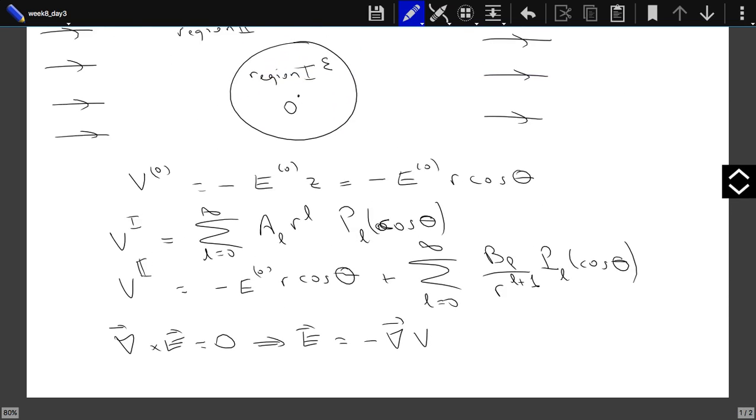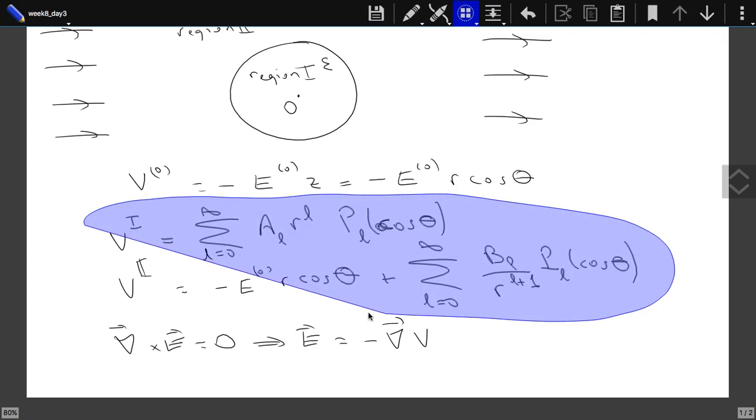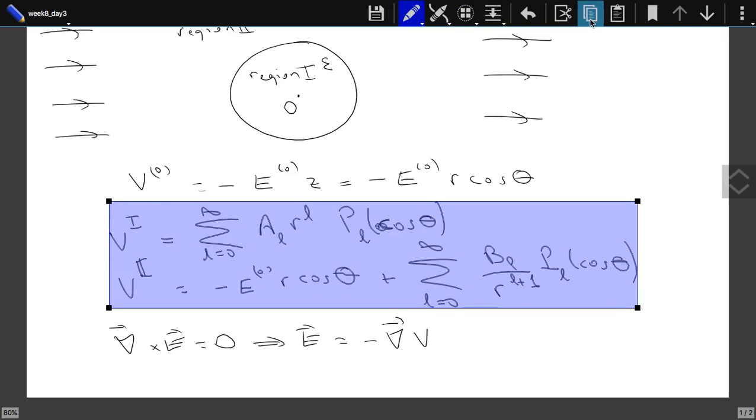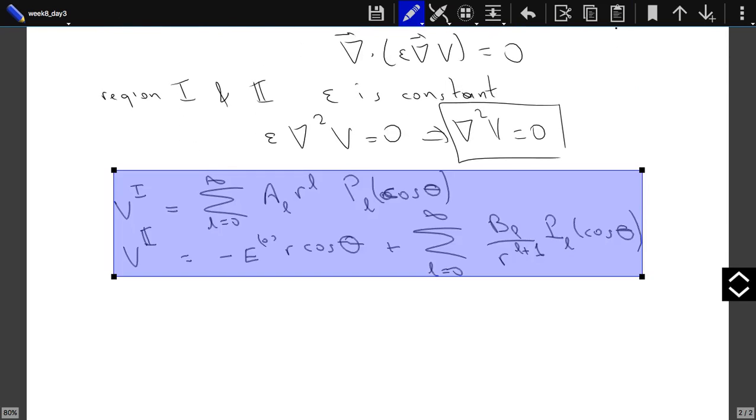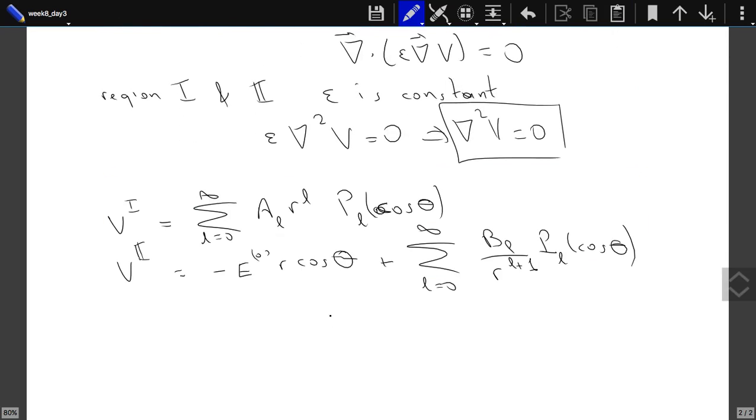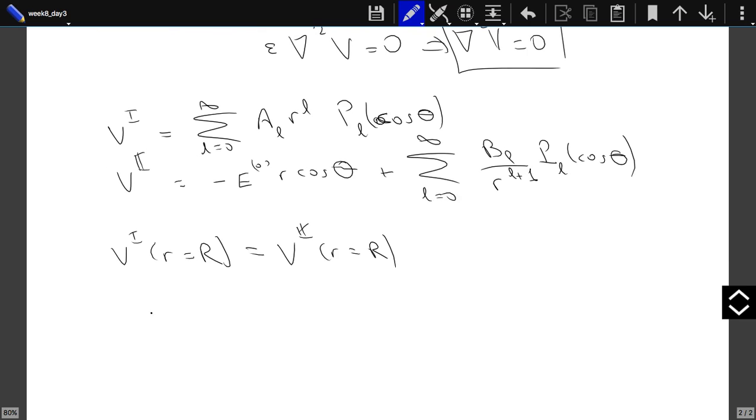So let's see, these are our potentials, inside and outside my sphere. Now, first of all, I know that the potential should be continuous across the boundary. So V1, when R is equal to the radius, should be equal to V2 when R is equal to the radius. Well, let's just put in their expressions.